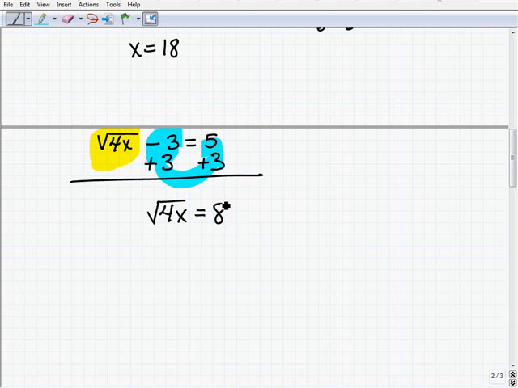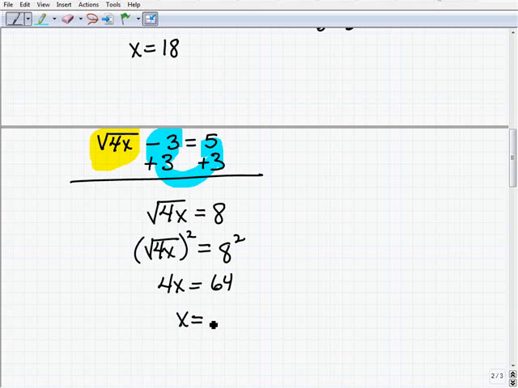Alright, so at this point in time, this problem is set up just like the previous one, so you should be able to go ahead and solve this. So I'm going to square both sides now. I'm left with 4x equals 64. Now I'm going to divide 64 by 4. And that's 16, so x equals 16.